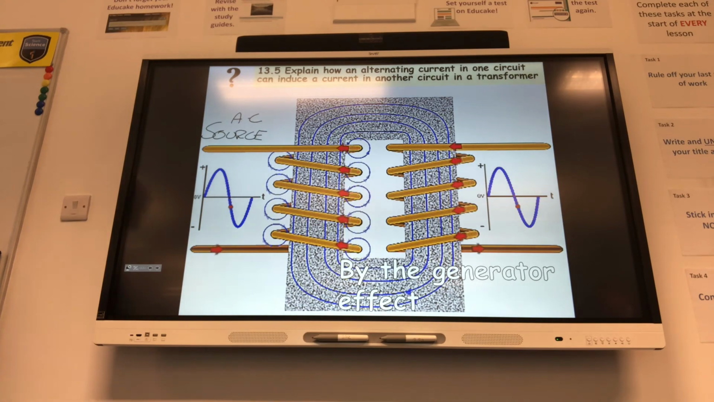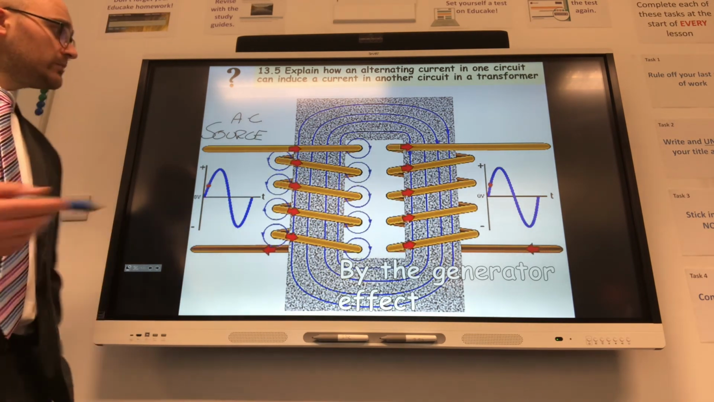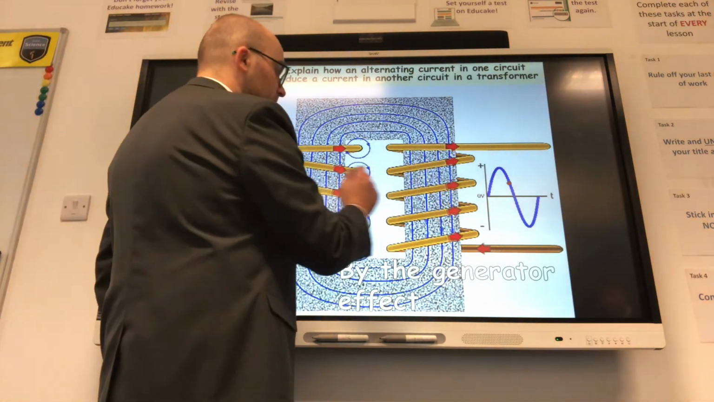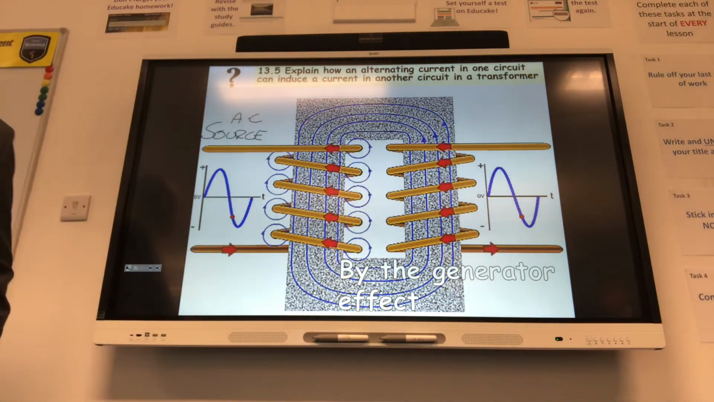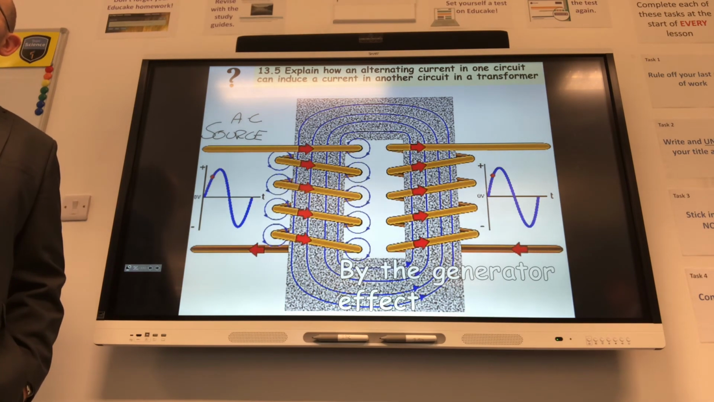Now we'll look tomorrow, no we won't, because tomorrow's Saturday and even I'm not that cruel. We'll look on Monday about how adding more coils to either side affects this whole thing. But for now, are you happy with this just as it is? Yes.